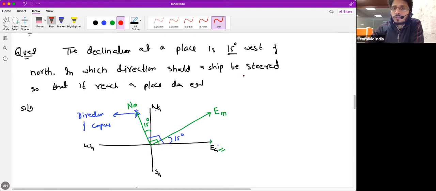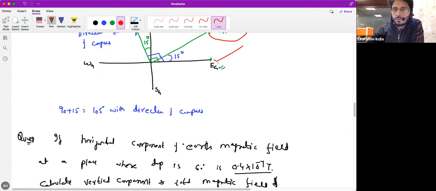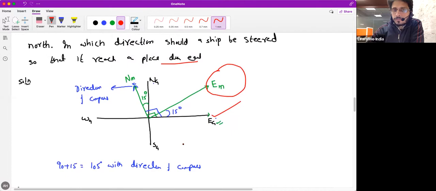So in which direction should a ship be steered so that it reaches a place due east? If you want to go towards east, this is the geographic east. If you go according to your compass needle, then you will reach over this point. It's not the actual east. So from this magnetic north, north shown by your compass needle, at what angle should you rotate the steering of your ship so that it reaches here? It's 90 plus 15, which is 105 degree.